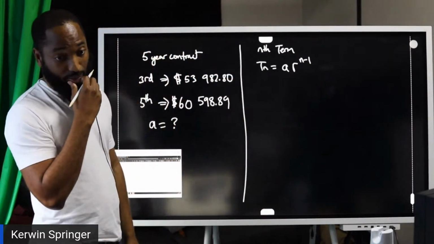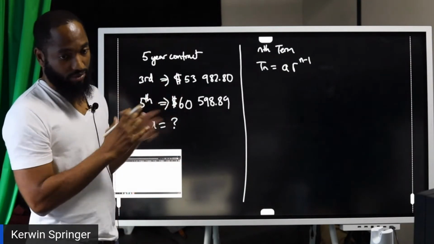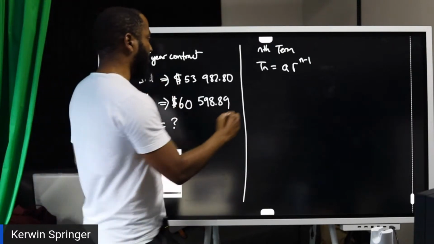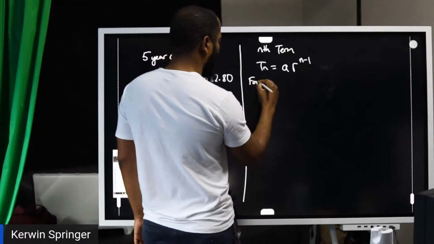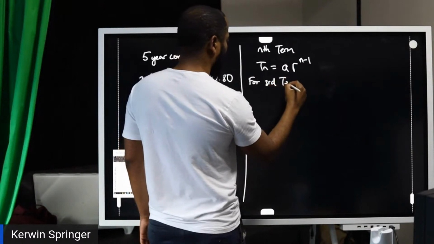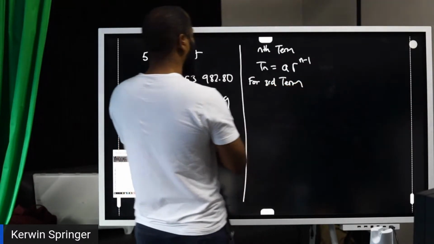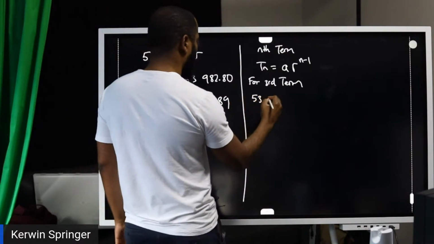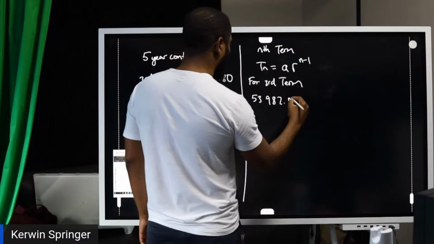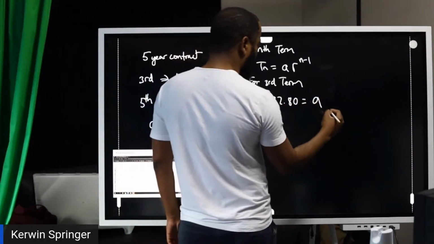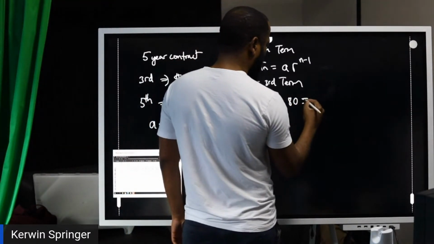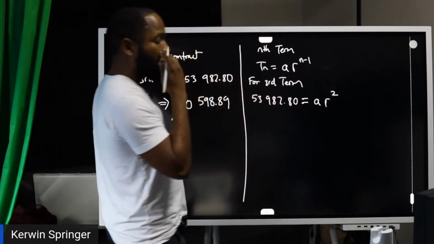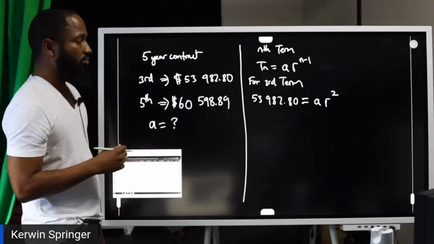The r here is the common ratio between the terms. So if we deal with the 3rd term, and they told us what the 3rd term is, we can say for the 3rd term, 53,982.80 is equal to a, which we don't know, times r, which we also don't know, and that'll be squared. Why is it squared? 3 minus 1 is 2.